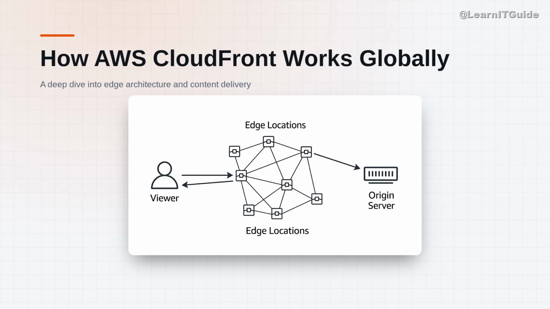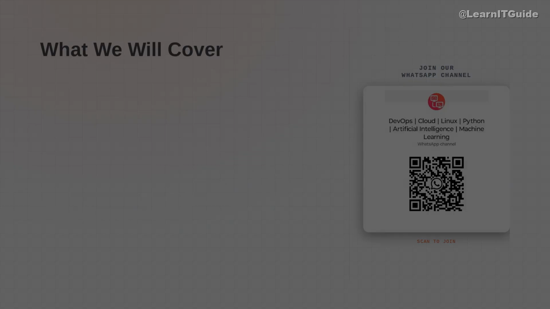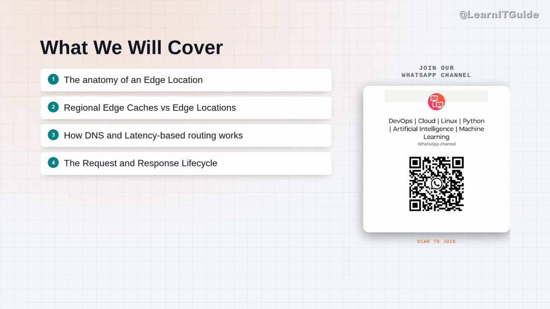Here is how CloudFront actually works. In this video, we will explore the anatomy of an edge location, the role of regional edge caches, how DNS routing handles global requests, the request lifecycle, and production-grade cache strategies. Watch the full video without skipping any content to understand it better.